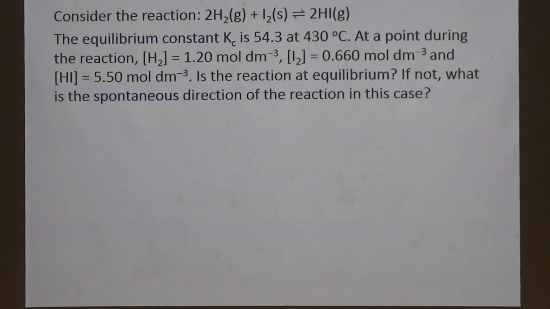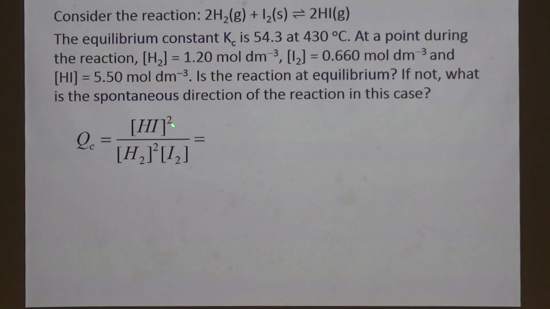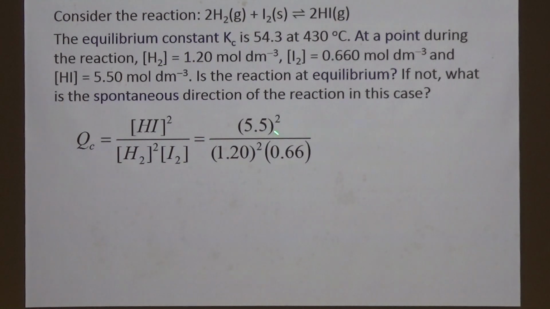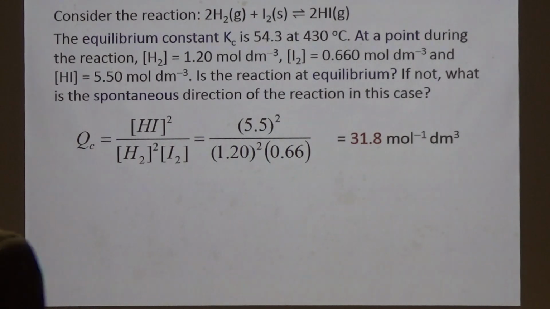So what you need to do is of course calculate the Qc value. It will be the concentration of HI raised to power 2 over the concentration of H2 over the concentration of I2. You substitute those values in: 5.5 squared over 1.2 times 0.66. Then you calculate the value of Qc, and you will get 31.8, and the units is mole minus 1 dm cubed.